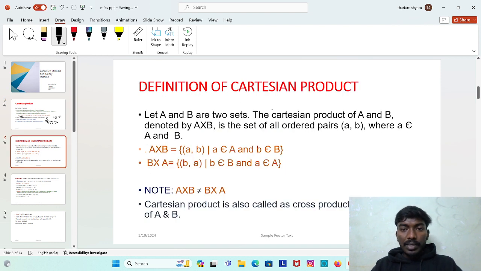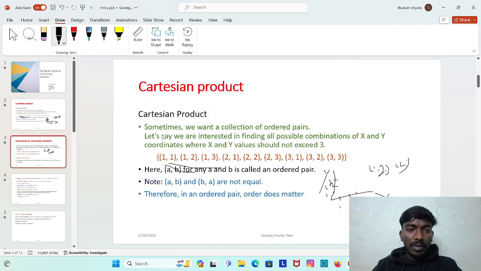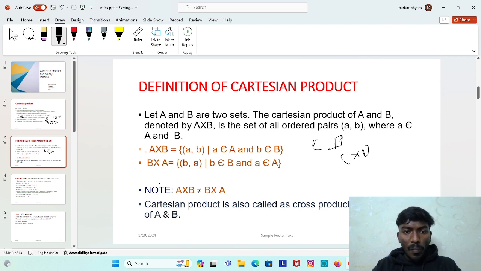Next is the definition of a Cartesian product. When A and B are two sets, the Cartesian product of A and B is denoted by A × B. For example, if C is one set and D is another set, the Cartesian product of these two sets is represented as C × D. It is the set of all ordered pairs (a, b), where a belongs to A and b belongs to B.